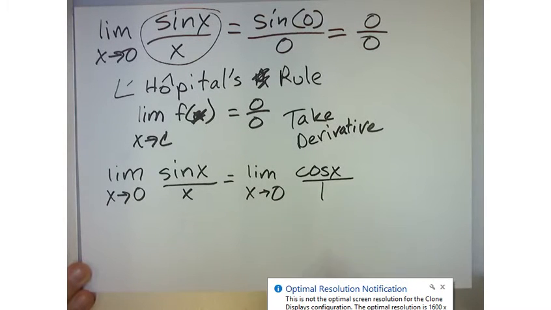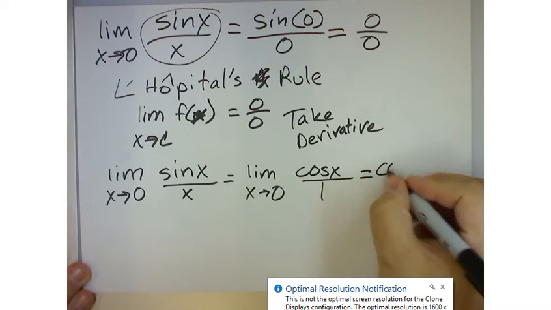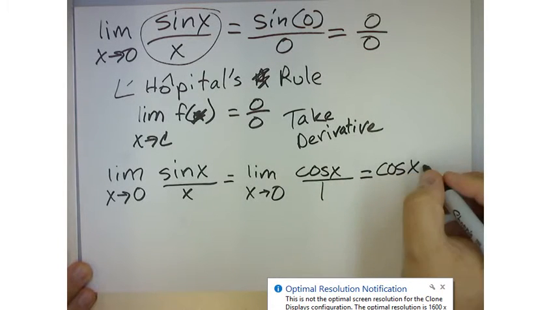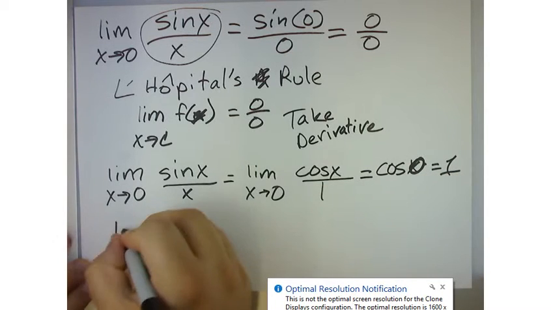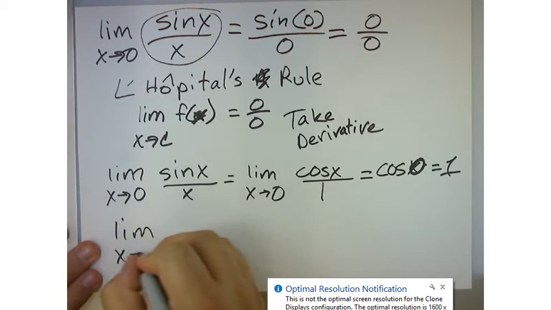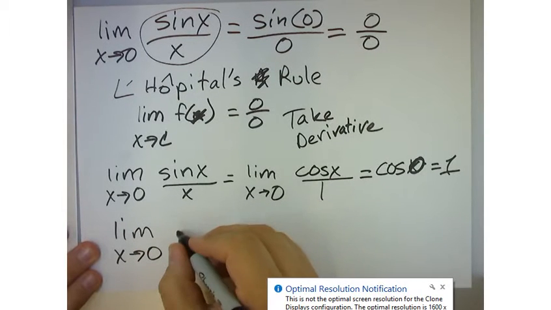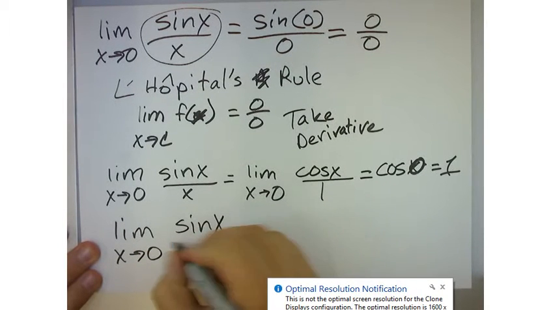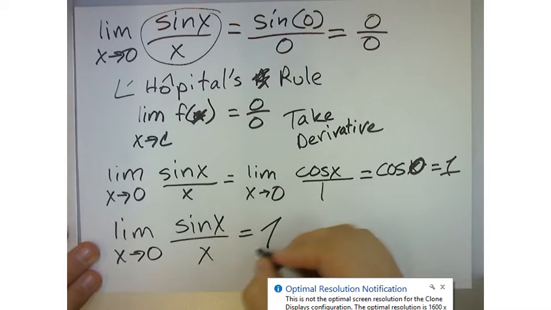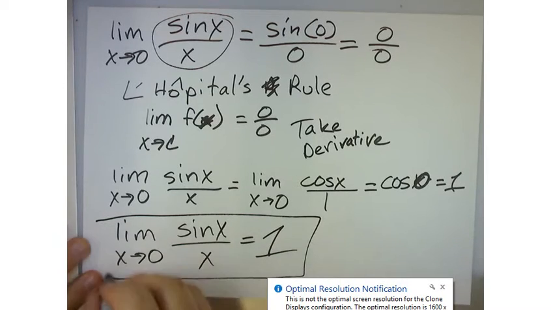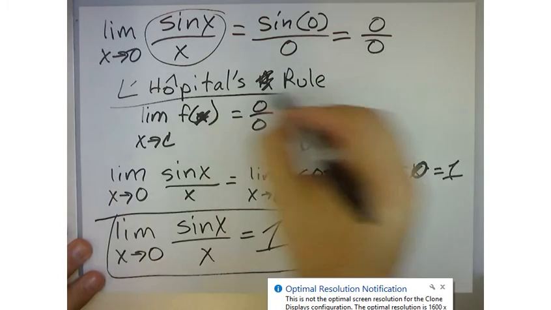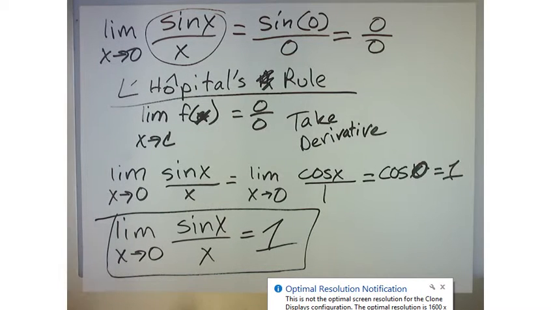And so now if I were to plug that in, I get cosine of 0, which is just 1. So we went through all that to say that the limit as x approaches 0 of sine of x over x is 1. And you're just going to have to memorize this for now until we actually have the chance to cover L'Hopital's rule. This is a pretty well-known limit that we use a lot in calculus.